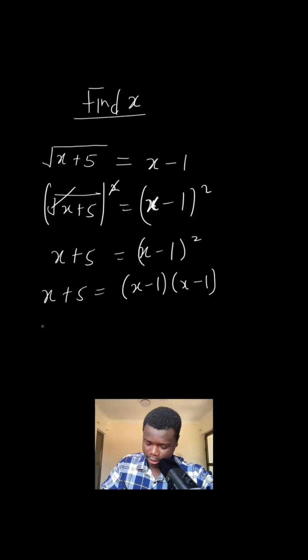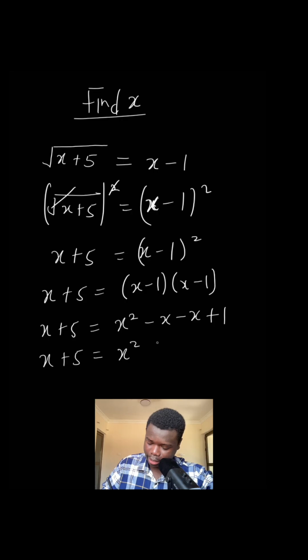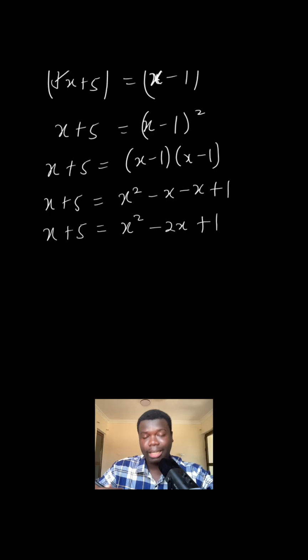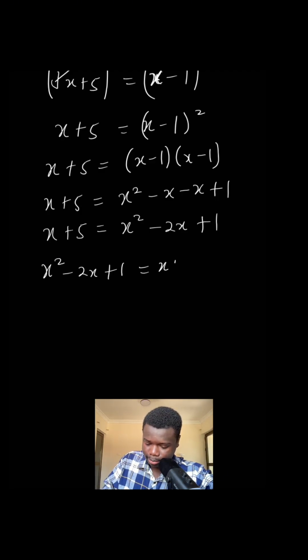So we have x plus 5 equal to, expanding this, we multiply 1 by 2 and after that multiply 1 by 2 that way. So we're going to have x squared minus x plus 1. Simplifying, we're going to have x plus 5 equals x squared minus 2x plus 1. Great. So at this stage, we can further rearrange, grouping like terms to make it really simple. We write it this way: x squared minus 2x plus 1 equal to x plus 5.